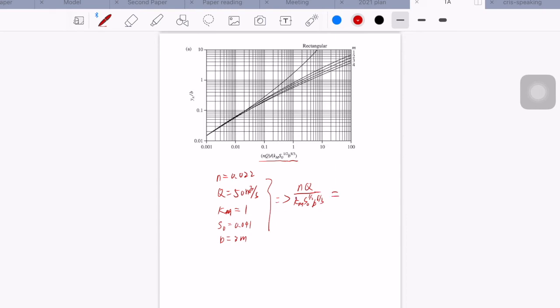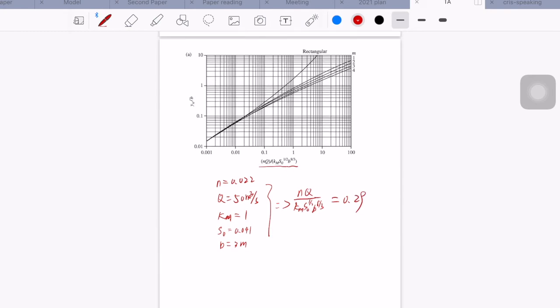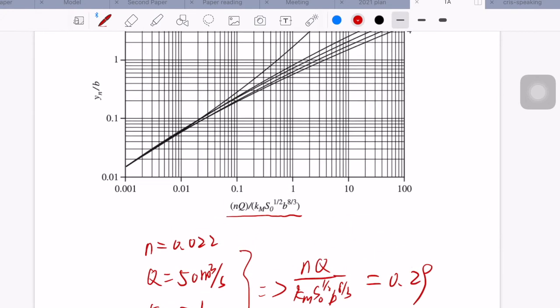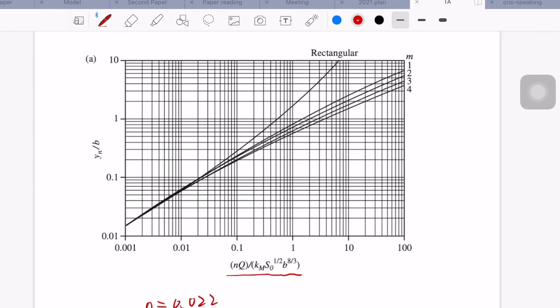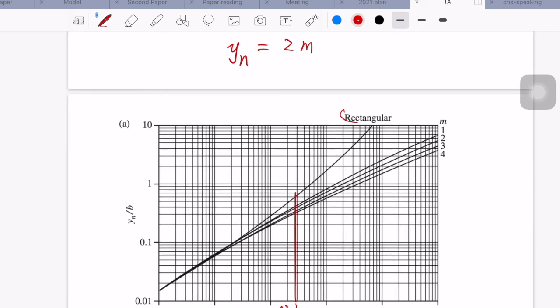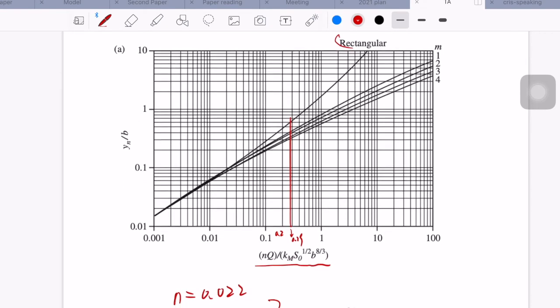It is 0.29, and we roam in this 0.1, 0.2, maybe at this location is 0.29, and draw a line to intersect the rectangular curve.